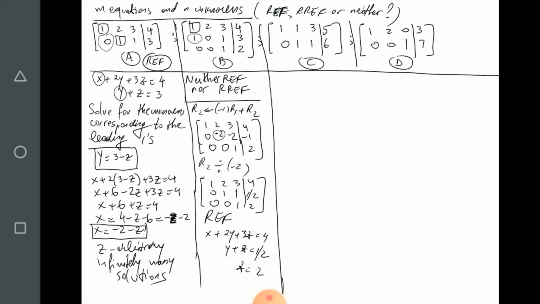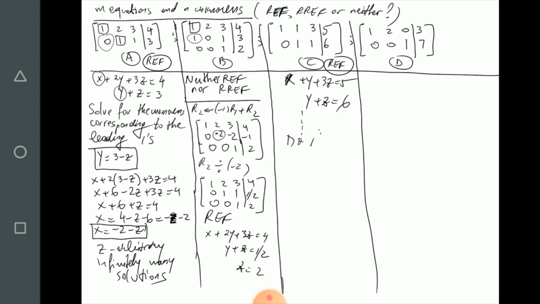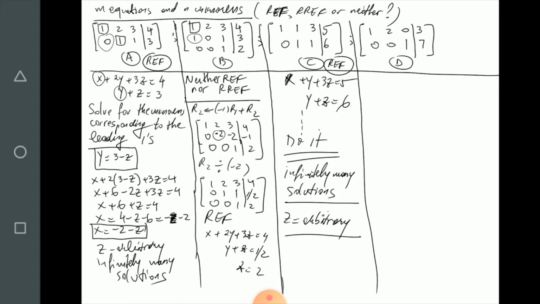The example C, this one is again in REF form. It's actually similar to the first one. So let's write again the equations. x plus y plus 3z equals 5, y plus z equals 6. Do it as an exercise yourself. You will end up again with infinitely many solutions, because z will be arbitrary. You have two leading variables, x and y, and one arbitrary variable z.